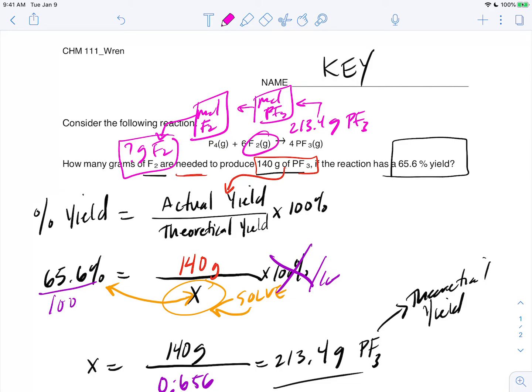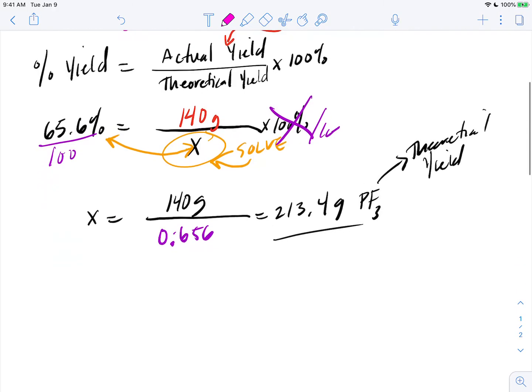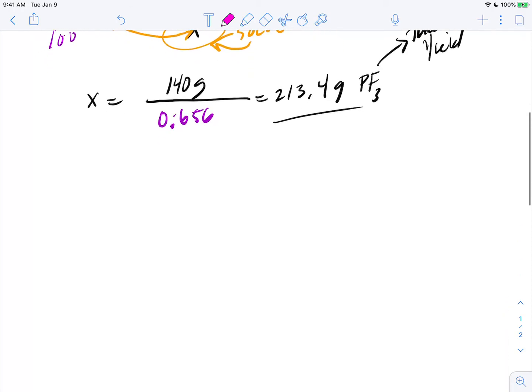So I'm going to go back using our grams to moles, moles to moles, moles to grams, but now we're going to go backwards. The hardest part of this whole problem we already did, and that was calculating our theoretical yield and knowing that 140 grams was our actual yield. So we're going to go and do that. So I'm going to have 213.4 grams PF3.